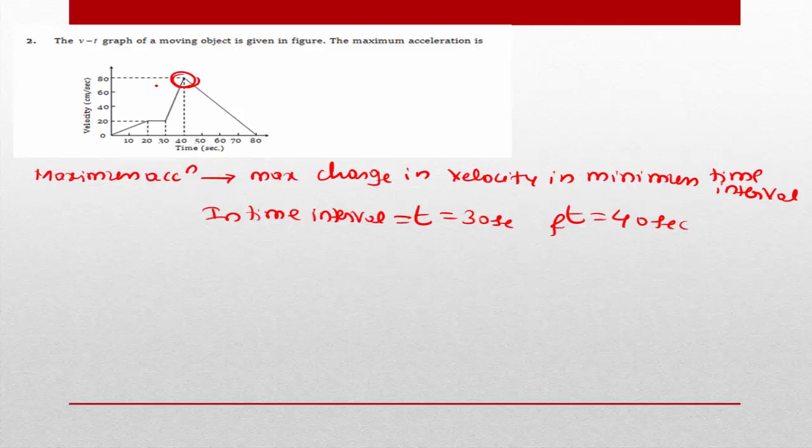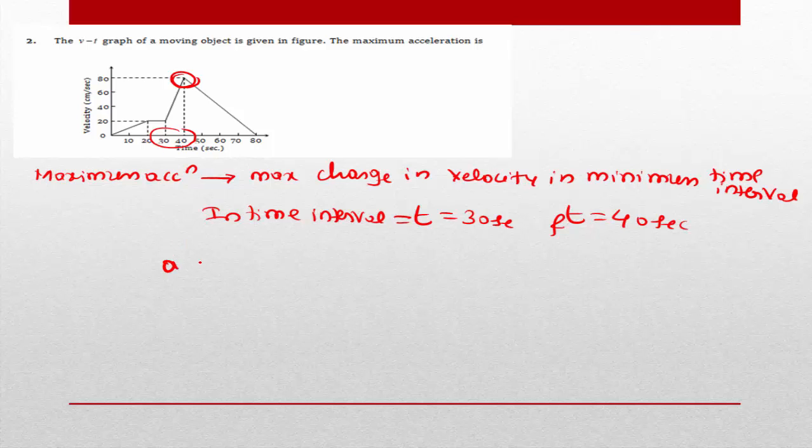Acceleration is equal to maximum change in velocity in minimum interval. Minimum interval means 40 to 30. That's why, in the time interval t equal to 30 seconds and t equal to 40 seconds, in this minimum interval the velocity change is maximum.